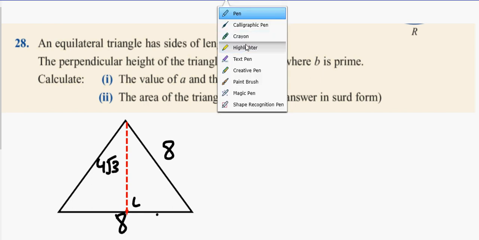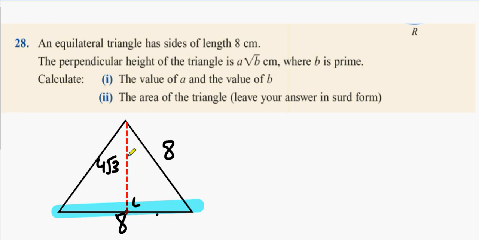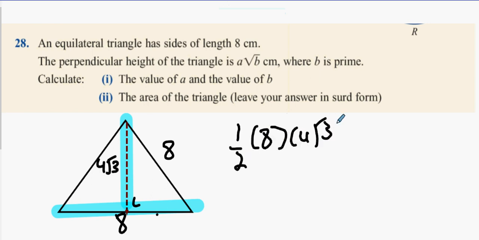So we're going to do a half the entire base times the height. Half 8 times 4 root 3. 16 root 3, in centimeters squared. You could have just done 4 root 3 because you had the 2 already made. You don't have to half it, you can just double up. You happy now? Fair enough.